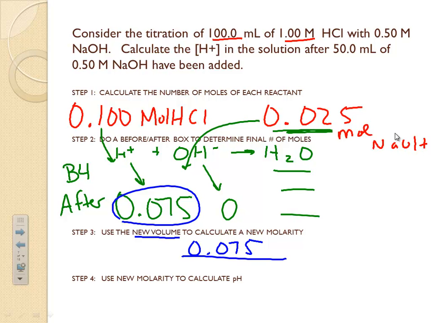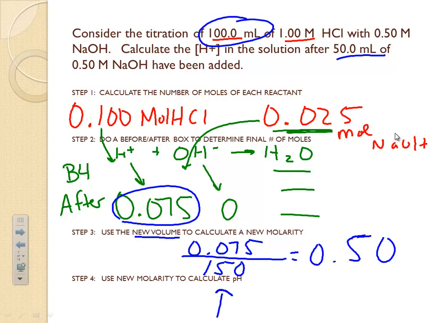And that's going to be a theme through many of these problems. So we've added in 50 milliliters to 100 milliliters. So we're going to have 150, which is going to give us a concentration of 0.5. Okay? Which is ultimately going to give us a pH of 0.3.